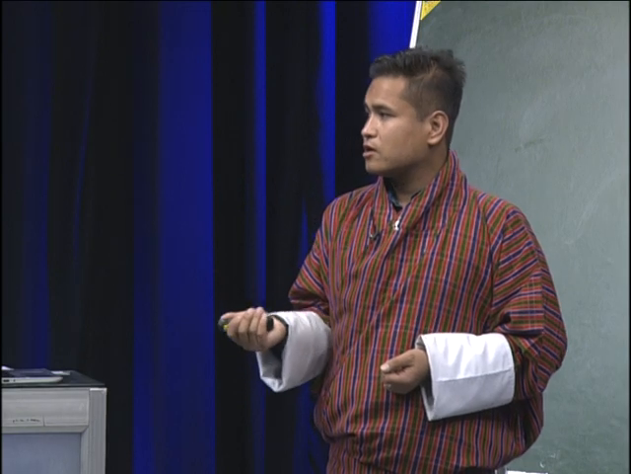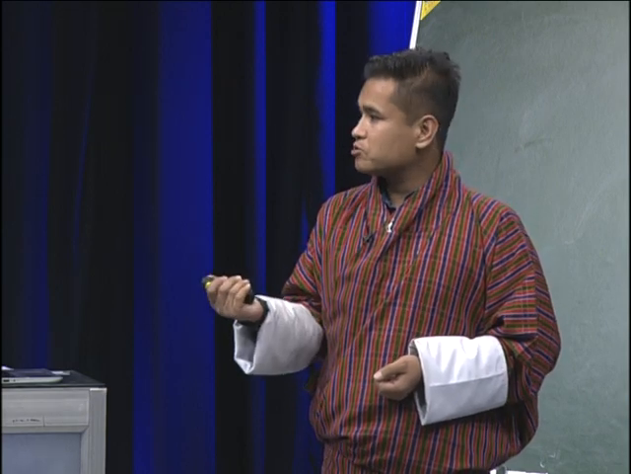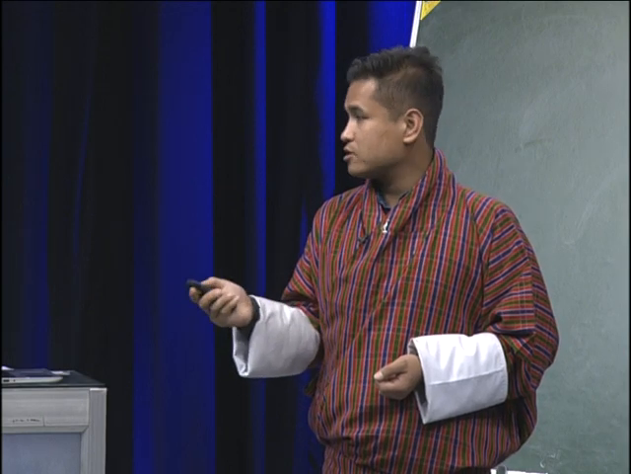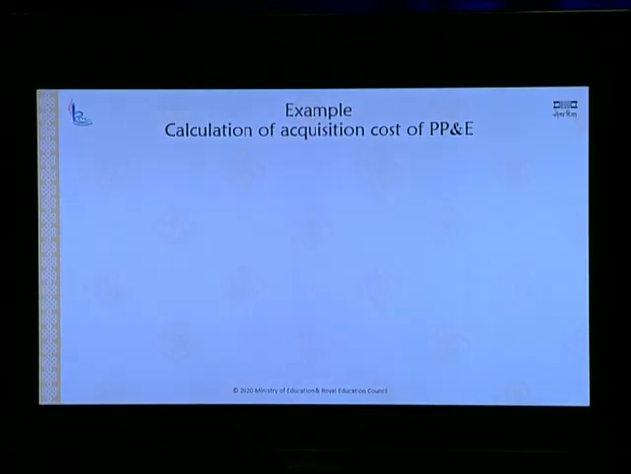through cash, to bank account if it is through check or any online banking transactions, or if it is on credit it should be to accounts payable. So this is the journal entry for purchase or acquisition of property, plant and equipment. Let us see one example of calculation of acquisition cost of property, plant and equipment.